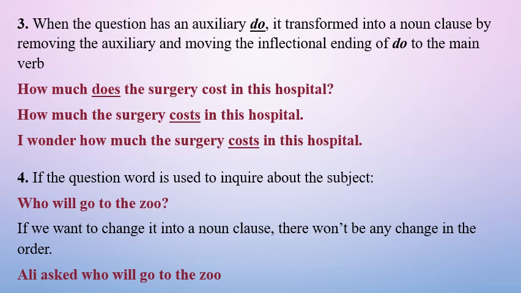However, if do is carrying an inflection, as in our example, how much does the surgery cost in this hospital, the inflection in do is the third person singular, does. Now you delete do and the inflection ending will move into the verb. The sentence will be: how much the surgery costs in this hospital. Now the verb costs carries the third person singular s, which is the inflection of do in the earlier case.